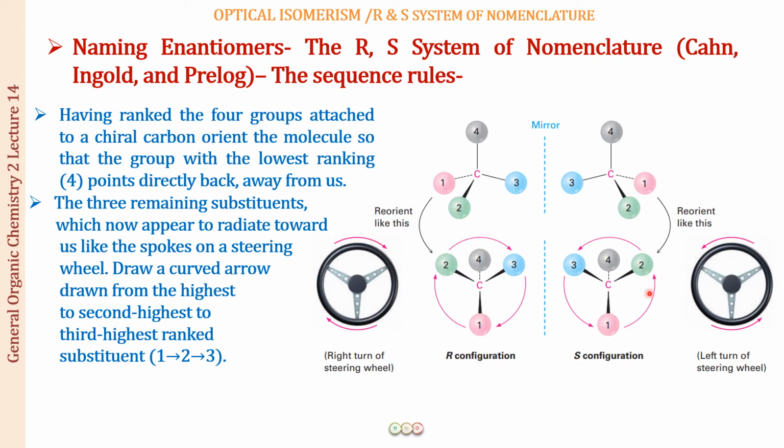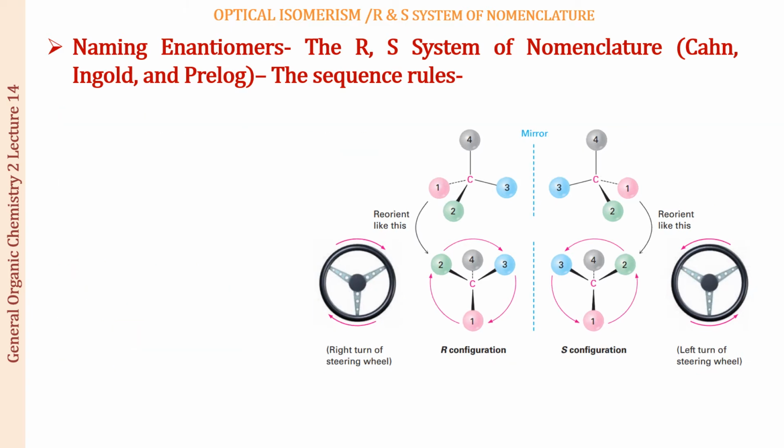Here we have the molecule again, with group number 4 projecting backward, and this is also an arrow from 1 to 2 to 3. So this is a steering wheel being turned in the left direction. This is the right direction, this is the left direction, both looking like a steering wheel. Now, if the wheel is being turned towards the right, it is a movement in the clockwise direction from 1 to 2 to 3.